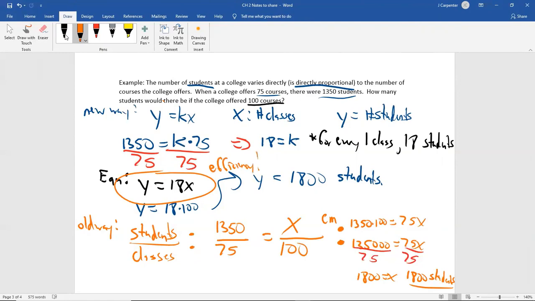Yes, you can still just do fraction equals fraction. It'll work all day long, but if you've got to do a bunch of these, it's not efficient, whereas the y equals kx is wonderfully efficient.